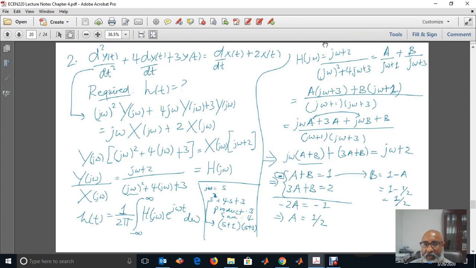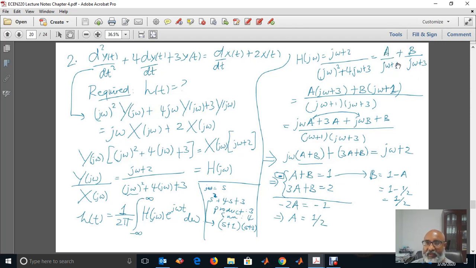Partial fraction expansion of the frequency response H(jω) = (jω + 2) over ((jω)^2 + 4jω + 3). If we say, for example, jω is s, the denominator is s^2 + 4s + 3. And if we find two numbers whose product is 3 and whose sum is 4, we have 1 and 3. So (s + 1) and (s + 3). So H(jω) will be A over (jω + 1) plus B over (jω + 3). Now we need to find A and B.